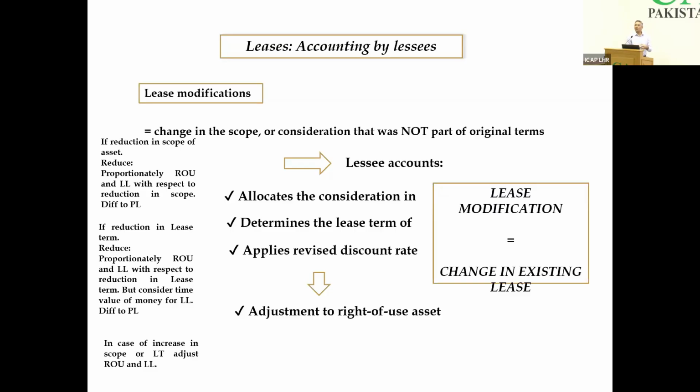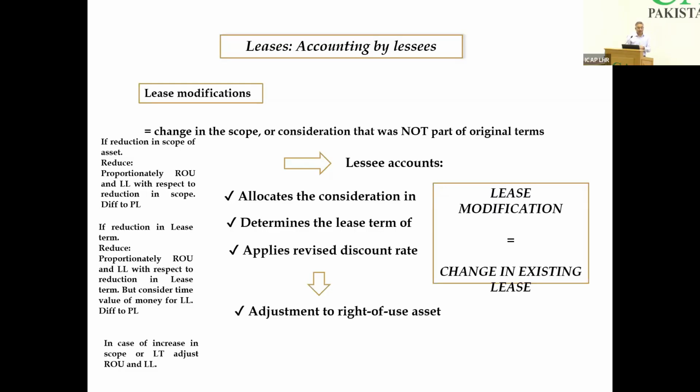And then you will calculate the lease liability at a new discount rate, remaining cash flows at new discount rate, and compare with the adjusted carrying value. The difference will go to right of use and lease liability. It's a very tricky area. So we will be having examples as well.